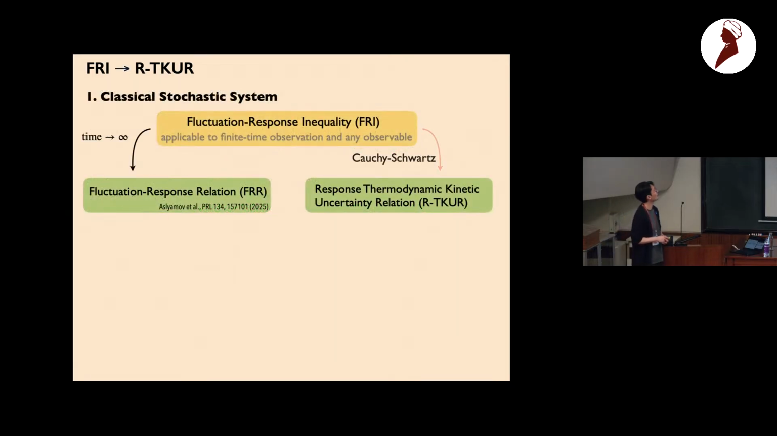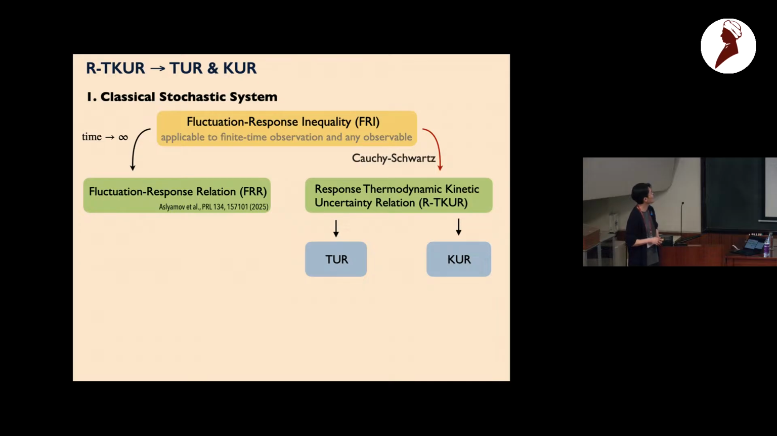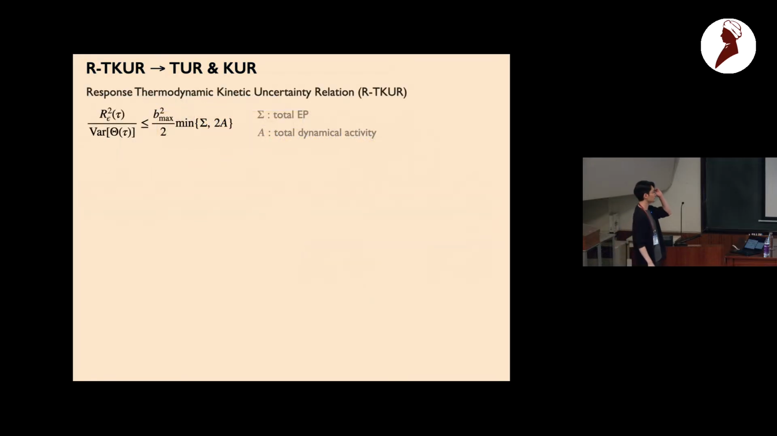Okay, so I've talked about how RTKUR can be derived from FRI by using the Cauchy-Schwarz inequality. And the next thing is I want to show you that TUR and KUR can be derived from RTKUR. Okay, so this is RTKUR.